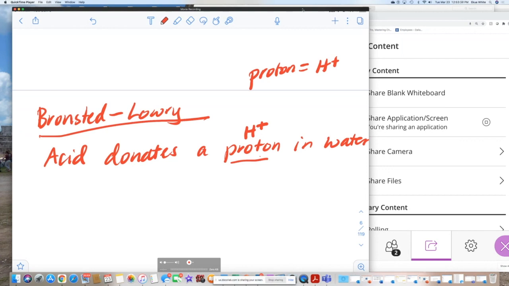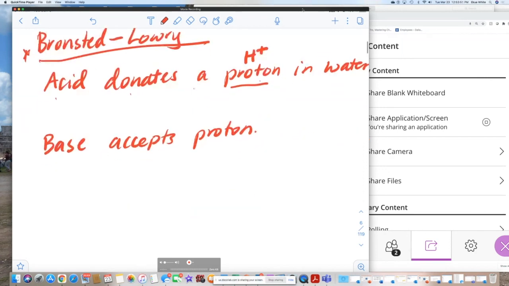Okay. So according to Bronsted-Lowry, acid donates a proton. Then according to Bronsted-Lowry, a base accepts a proton. So what we're seeing here is the chemicals being given human behavior or human attributes.